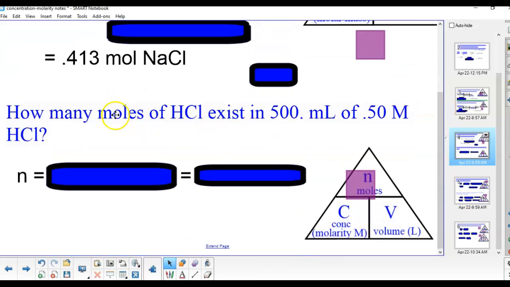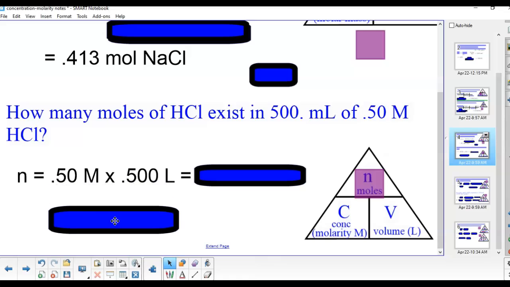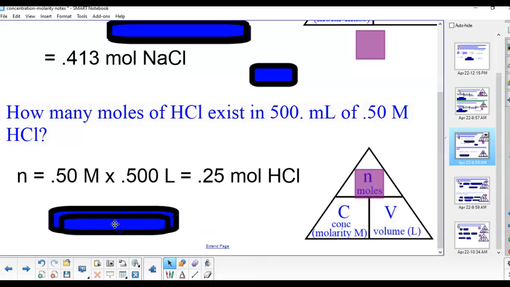In this case, we want to find moles. Again, moles is going to be concentration times volume. Here's our concentration. Here's our volume. Notice I switched 500 milliliters to 0.5 liters by dividing by 1,000, and I get my answer. I only have two significant digits because my problem started with only two significant digits.